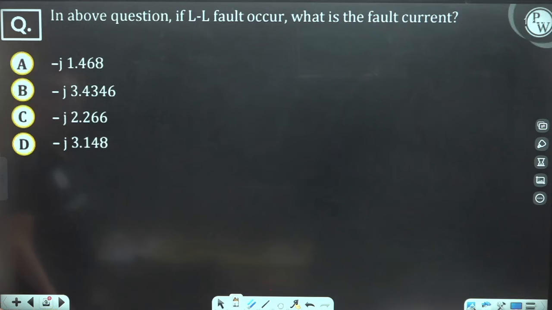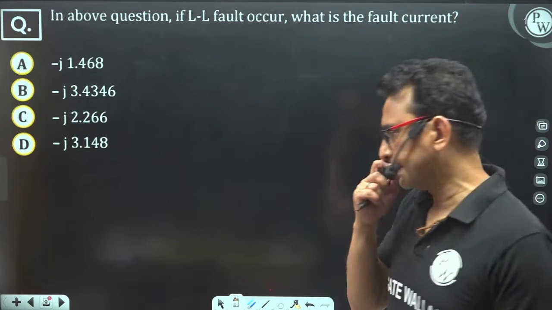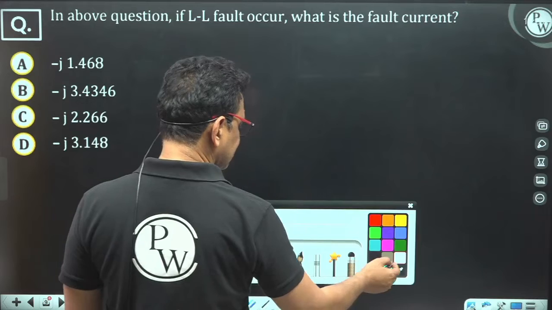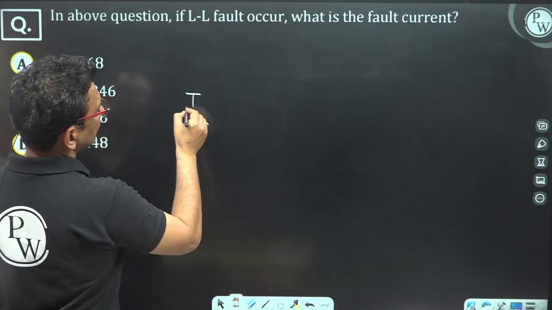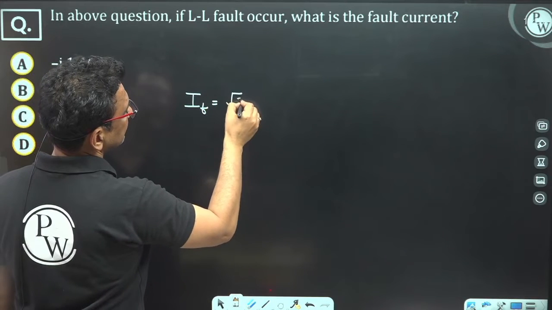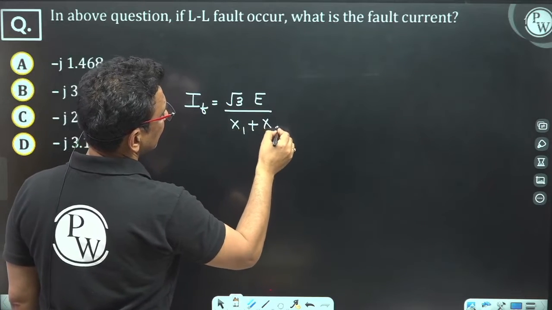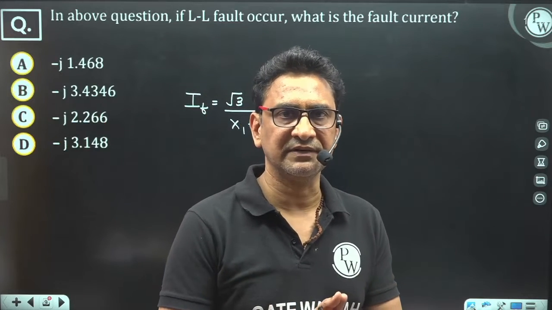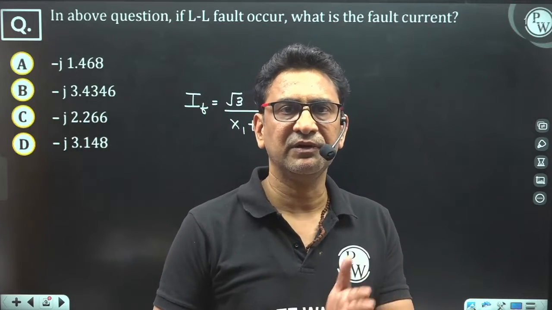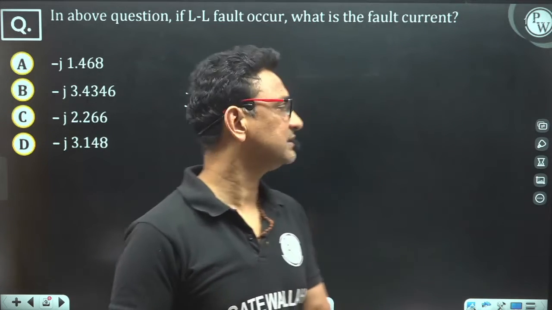Okay. Now, if a line to line fault occurs in the same circuit, then what will be the value of the fault current? Again, first we will draw the positive sequence network and the negative sequence network. And now we know the fault current for the line to line fault. It is nothing but root 3 E divided by X1 plus X2. Just put in the values of X1 and X2, because by drawing the positive and negative sequence networks, we have already found the Thevenin equivalent positive sequence reactance and the Thevenin equivalent negative sequence reactance.